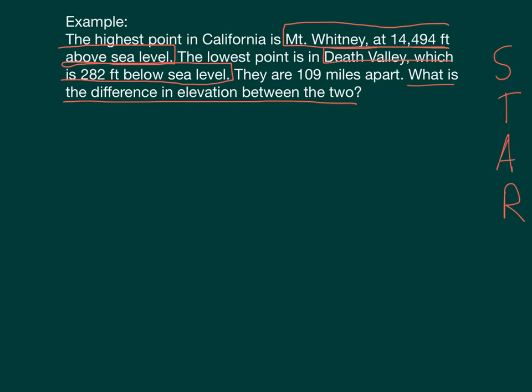So I'm looking at the difference in elevation. I need to know their heights, but I don't need to know the distance between them. So I'm going to take this out of the problem completely. You know what? I'm also going to cross out the highest point in California because I can see that in the height already. I don't need those extra words. I'm going to take out the lowest point because I don't need those words. I already have the elevations.